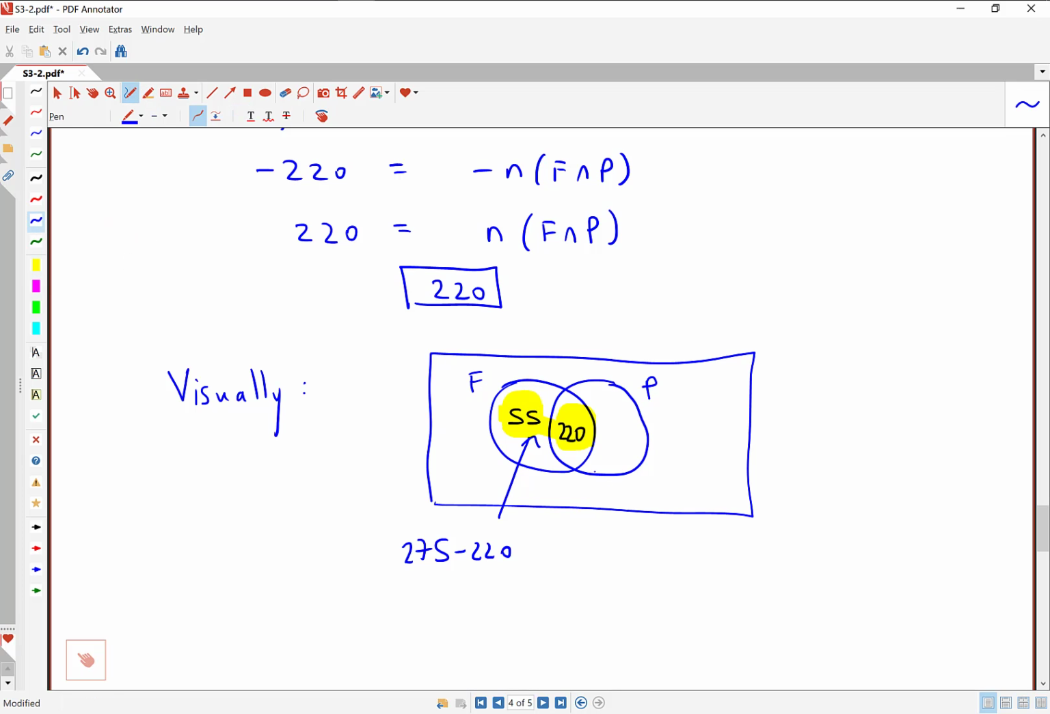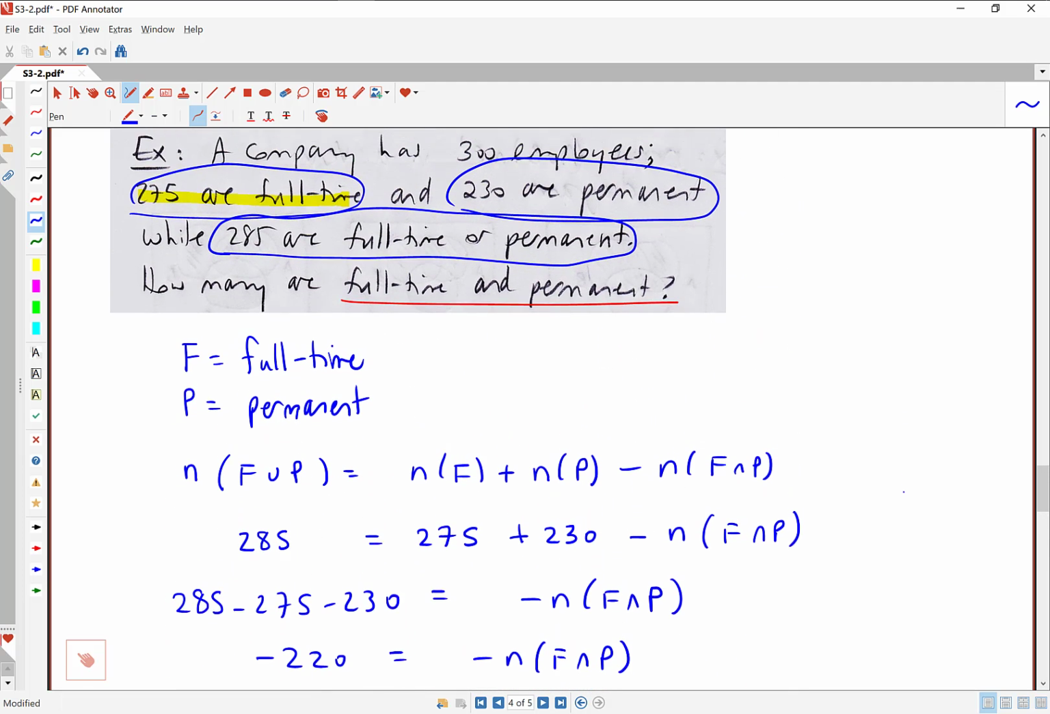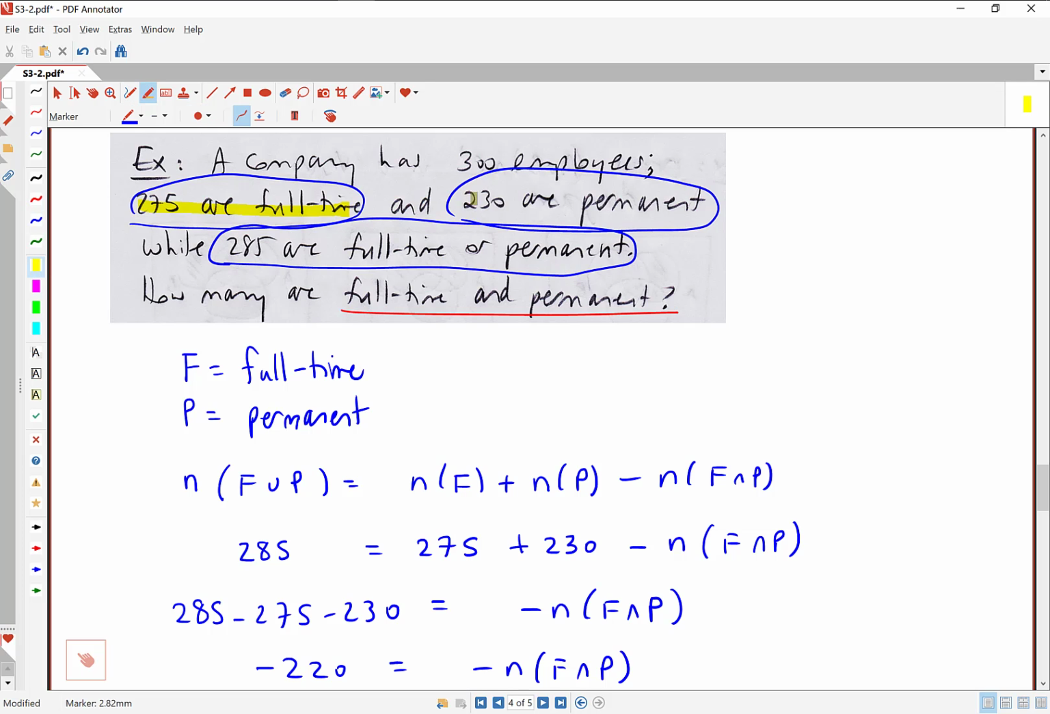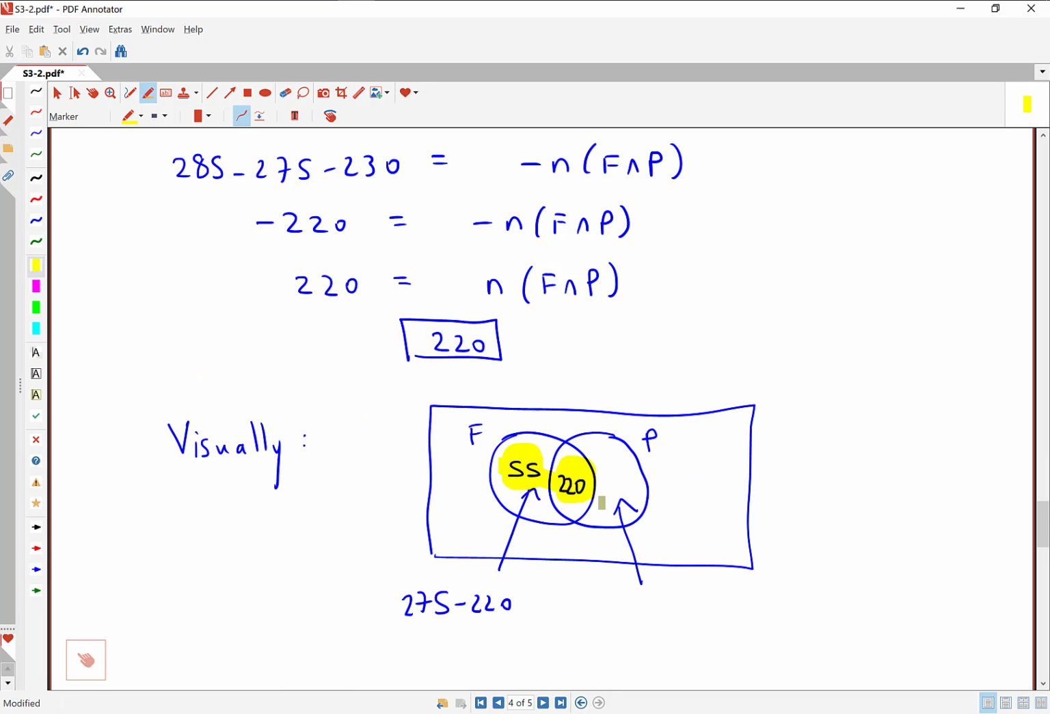So in a similar way, we could figure out this number. We know from the question that 230 employees are permanent. So if we wanted to figure out this number over here, we would say, well, there are 230 employees total in the circle for P, but we've already counted 220 of them by filling in this middle region. So that leaves 10 employees out here. So 230 permanent employees in total. 220 of those are also full-time. 10 of them are permanent but not full-time.